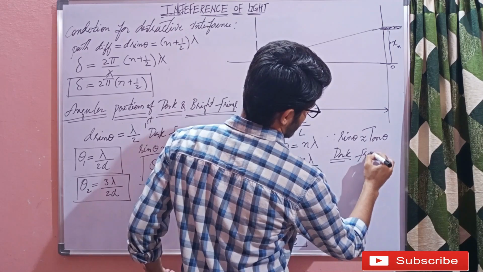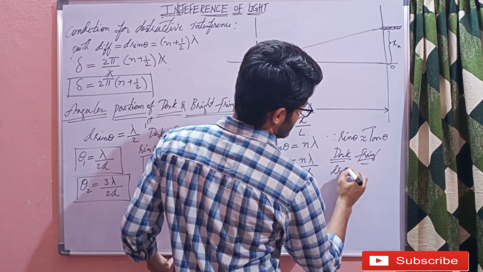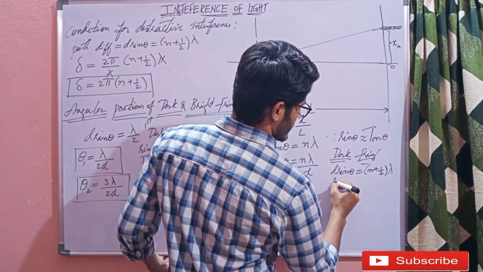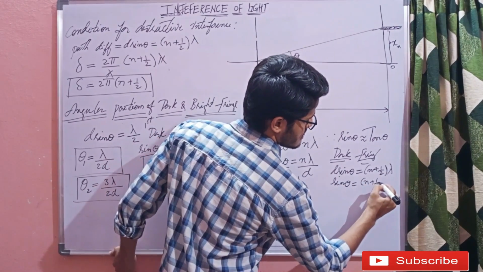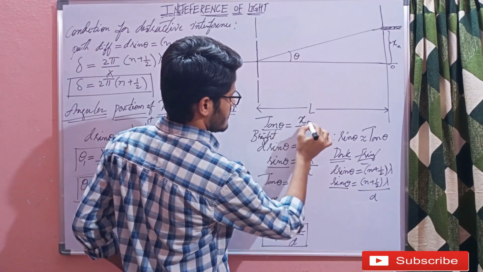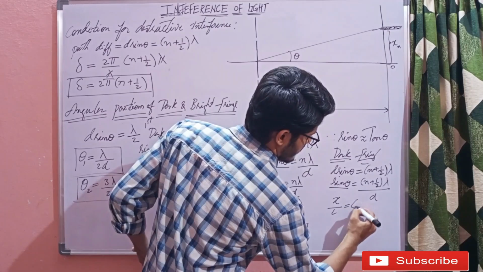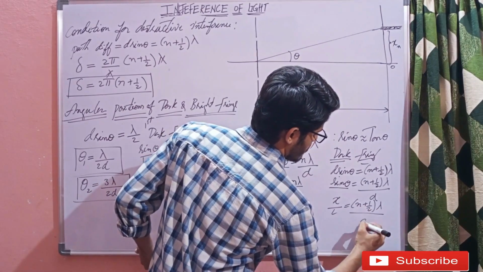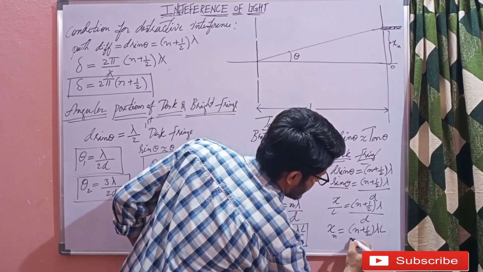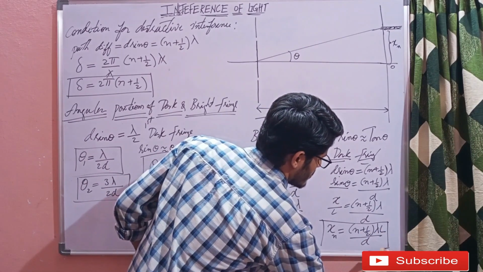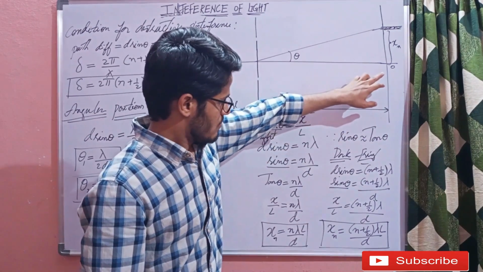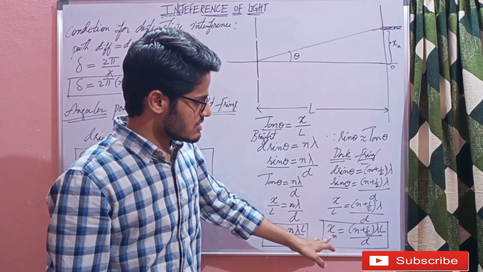So for the dark fringe, the path difference will change. The path difference d sine theta will be equal to (n plus half) lambda, so sine theta can be written as (n plus half) lambda by d, and this can be written as tan theta, and tan theta is x by L, so x sub n can be written as (n plus half) lambda L by d. This is the position from point O. With this we can find the distance of dark fringes.